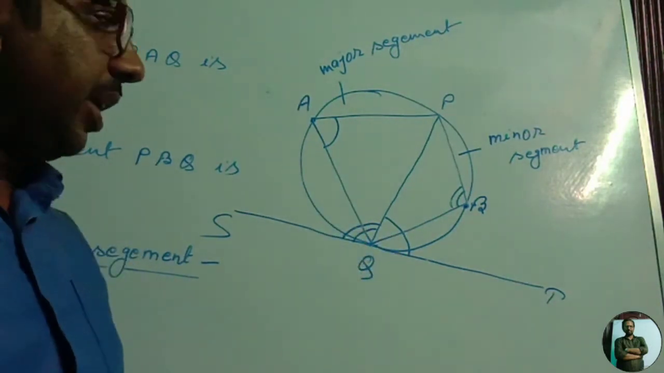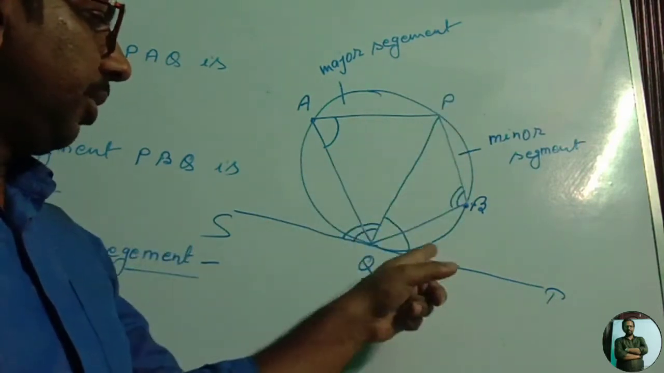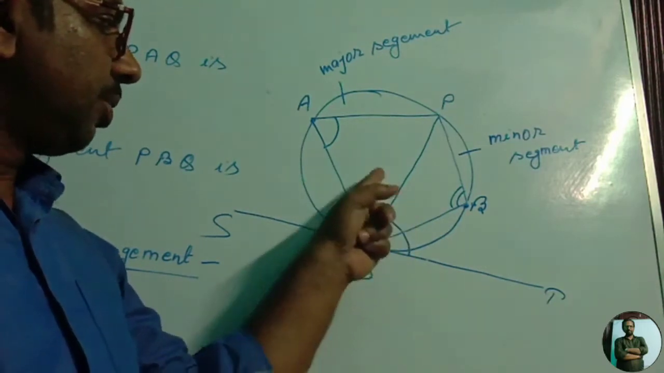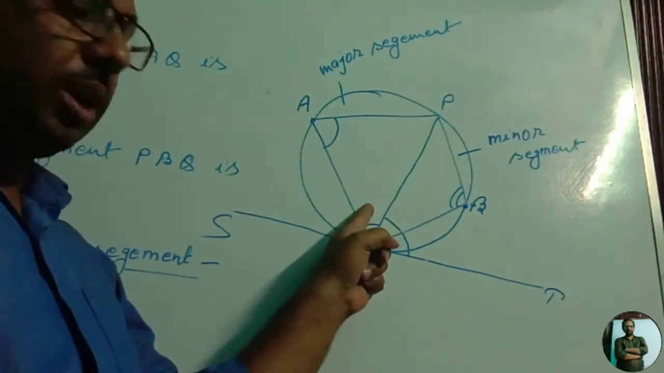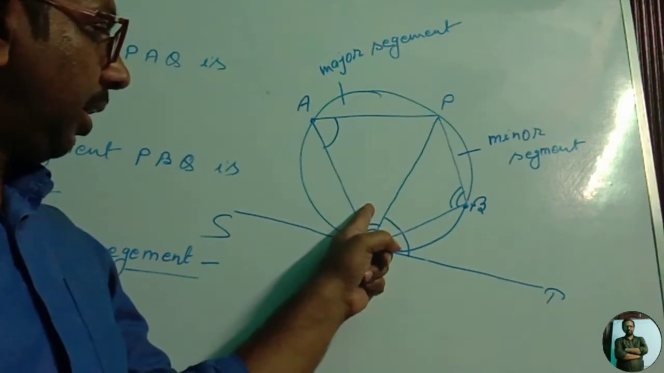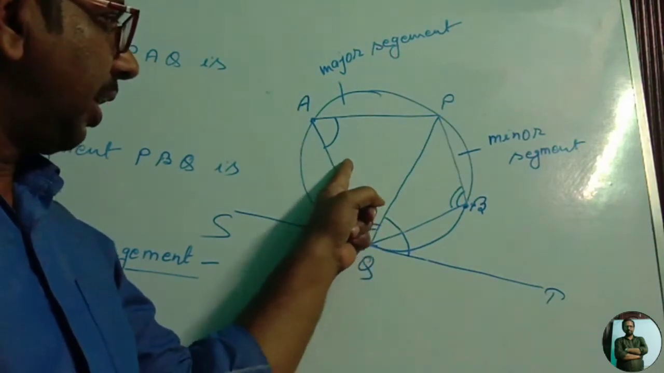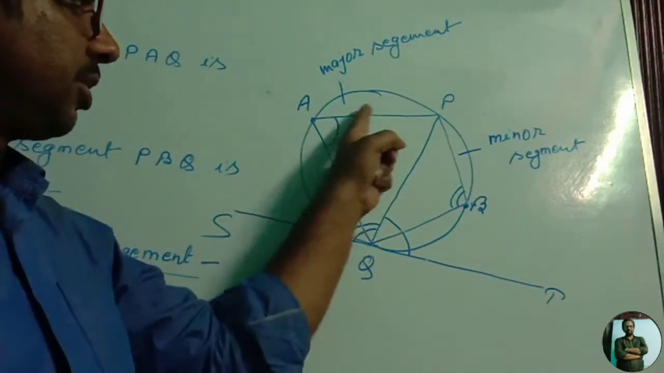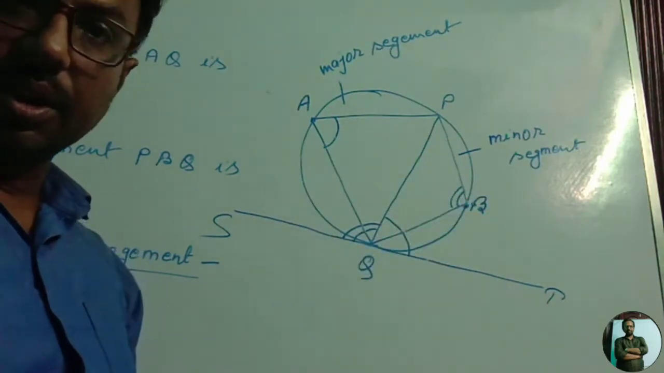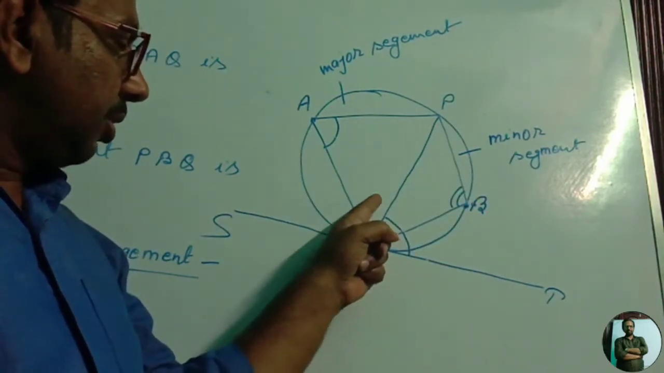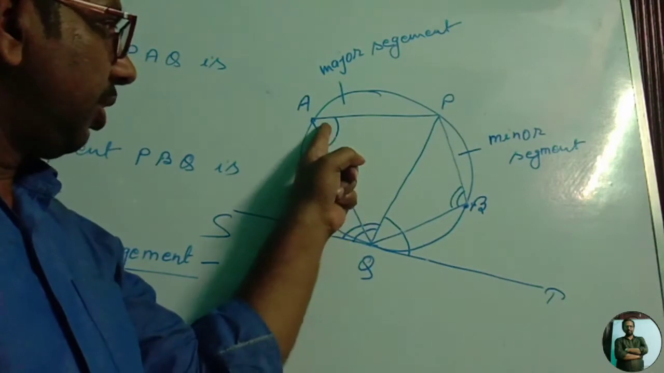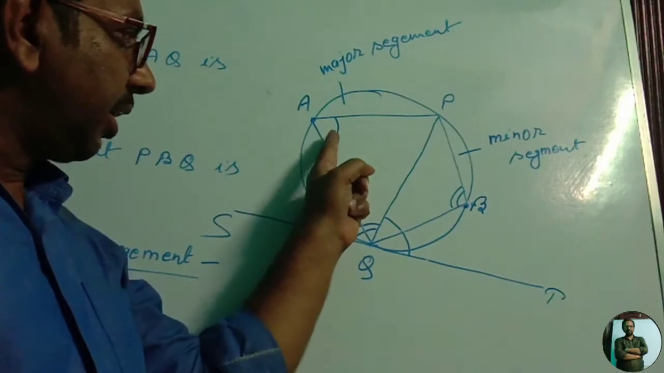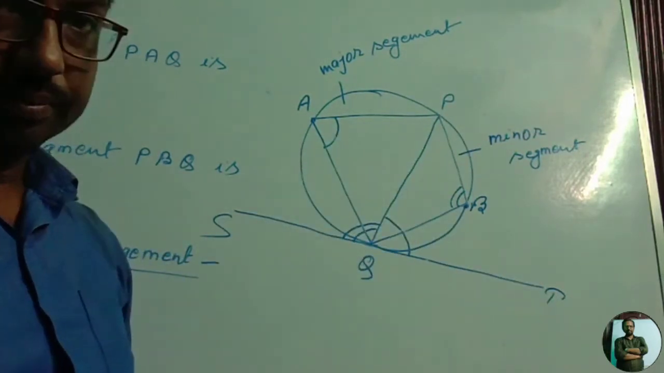Suppose we are identifying the angle in alternate segment for angle PQT. Just cross this chord. We came here after crossing this chord. Then you travel along this line, which is the side of cyclic quadrilateral. As you are seeing, APBQ is the cyclic quadrilateral. After crossing this chord, we travel along this line and reach angle A. So angle PAQ is the angle in alternate segment for angle PQT.